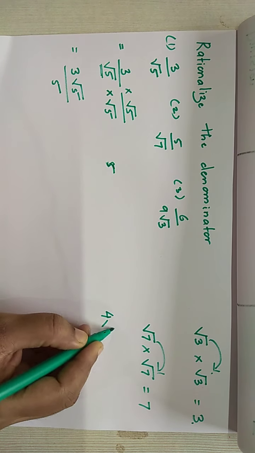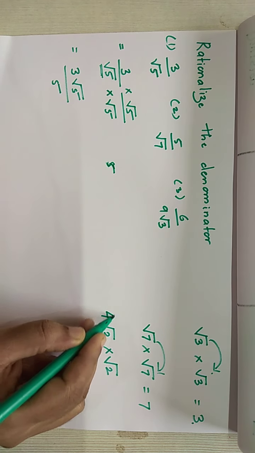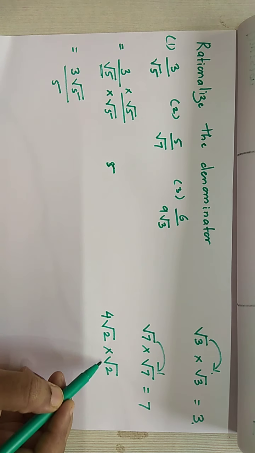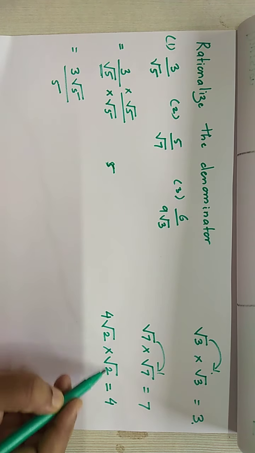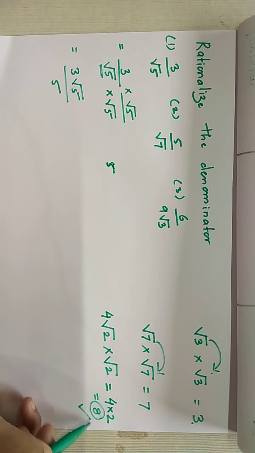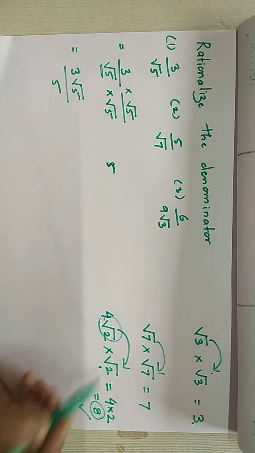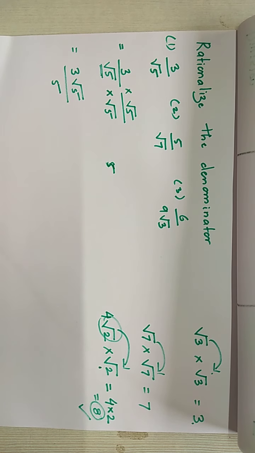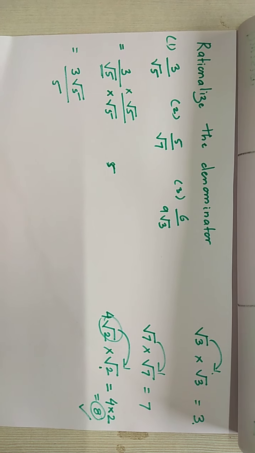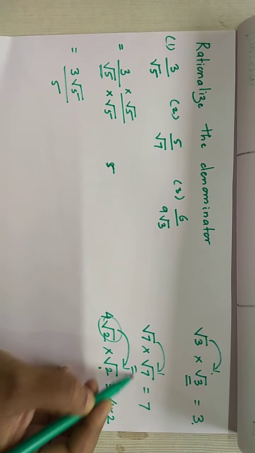If I have 4 root 2, forget the 4 and see only the third part. 4 root 2 into root 2: root 2 into root 2 is 2, so it becomes 4 into 2, that is 8. It becomes a rational number with no third. So the conjugate of 4 root 2 is root 2. This is how we do the rationalizing work. You will be doing rationalizing work in the next exercise also. Rationalizing can be done only with the help of the conjugate. You need to understand what this conjugate is.